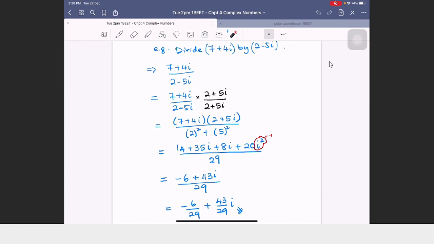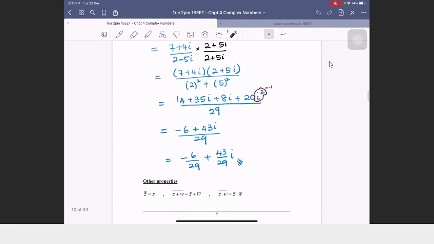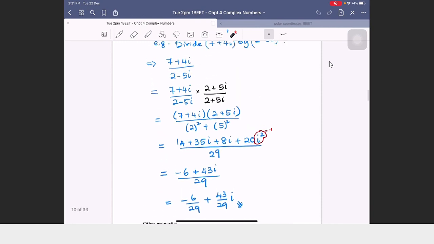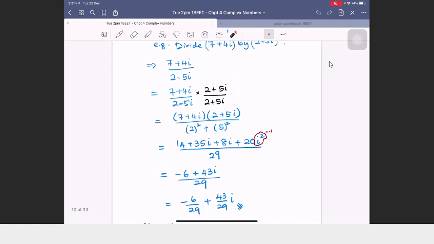The reason why we multiply by the conjugate of the denominator is that, as we mentioned just now, when we multiply two conjugate pairs, we get a real number, not a complex number. Then only can we write the answer in our standard form of a plus bi. That is why we multiply by conjugate pairs when it comes to division of two complex numbers.